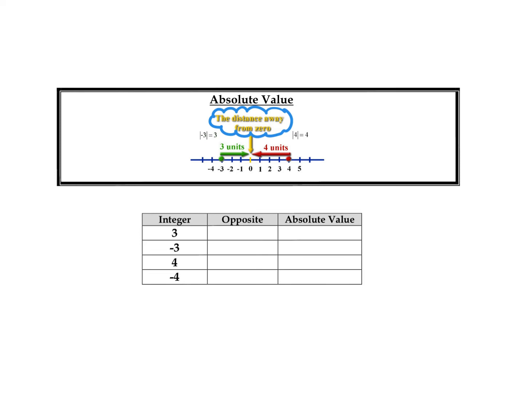If I have the absolute value of 4, it's going to take me 4 steps to get back to 0. So the absolute value of positive 4 is positive 4. Something that you need to remember is that when you're finding absolute value, the answer is always going to be positive.